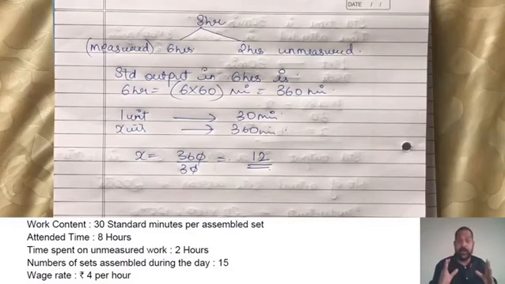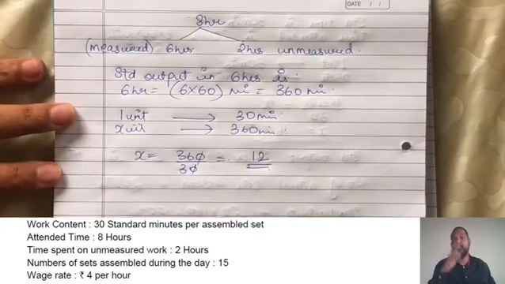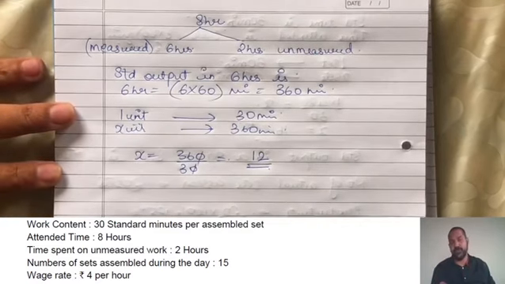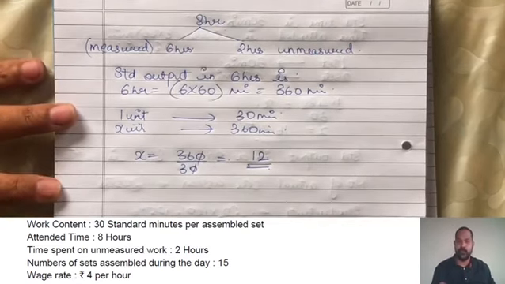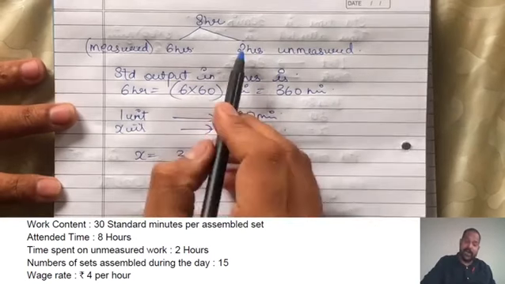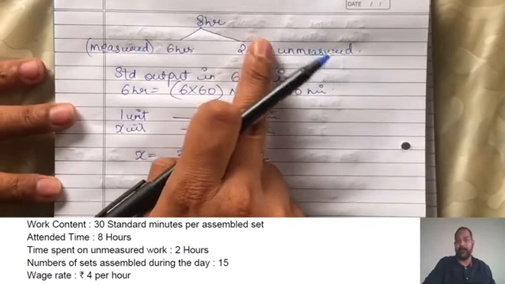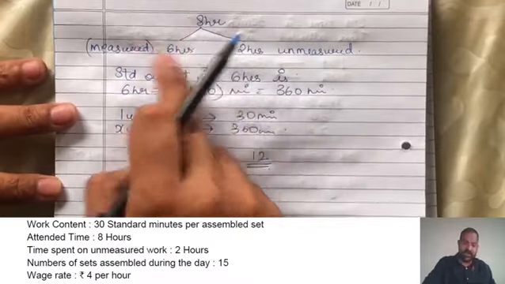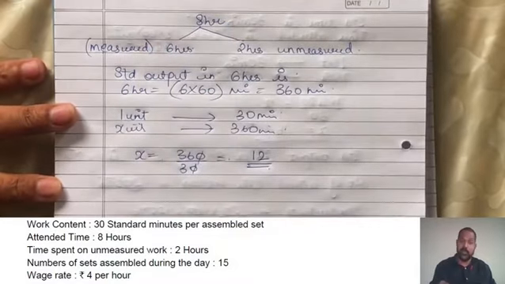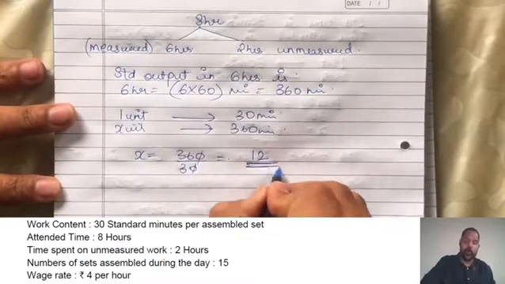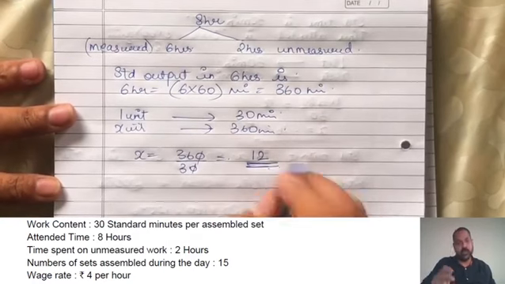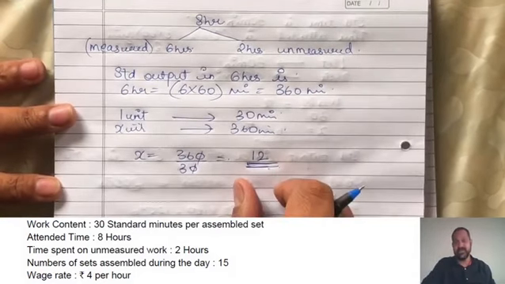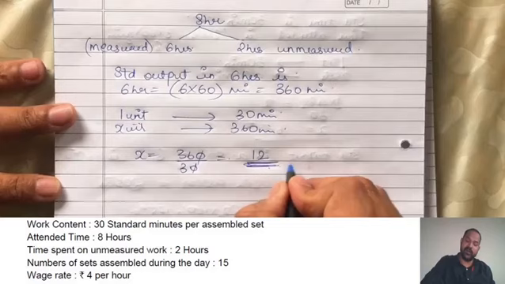So if a particular person works from 7 a.m. to 7 p.m., in that from 7 to 9 goes into unmeasured work. 9 to 7 is actually the measured work. So in the 8 hours, 2 hours is going into prep, which means that 6 hours is the actual work. So the standard output should not be judged on 8 hours, should only be judged on 6 hours, and the answer is 12 units.